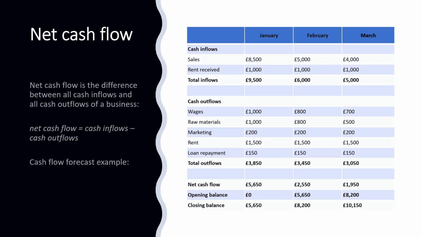If you look on the screen, we can see an example of a cash flow forecast. So we can see we have January, February, and March. At the top of this table, we have our cash inflows, which are our sales and our rent received. We then have a totaling box underneath that for total inflows. And if you look at the figures, that is £9,500, which is the total of the £8,500 from sales and the £1,000 from rent received.